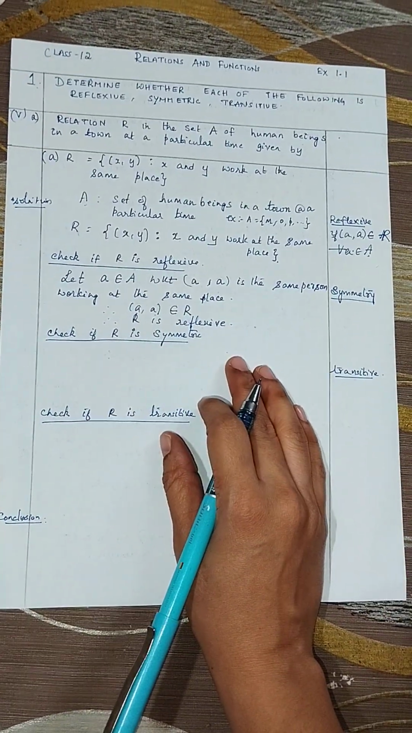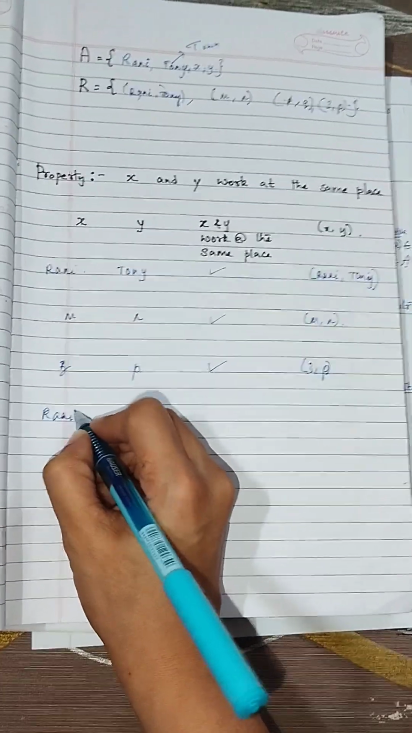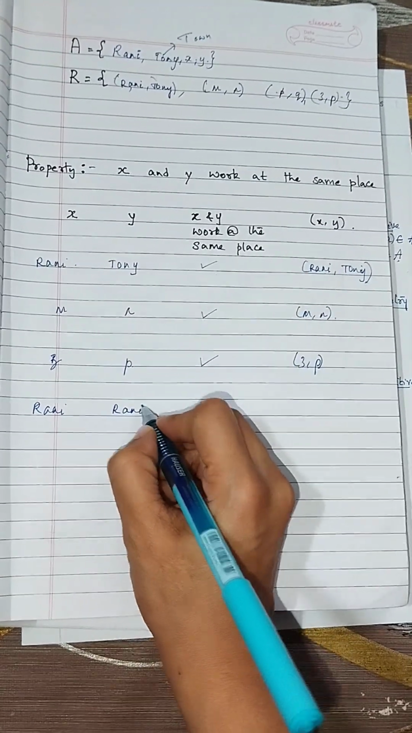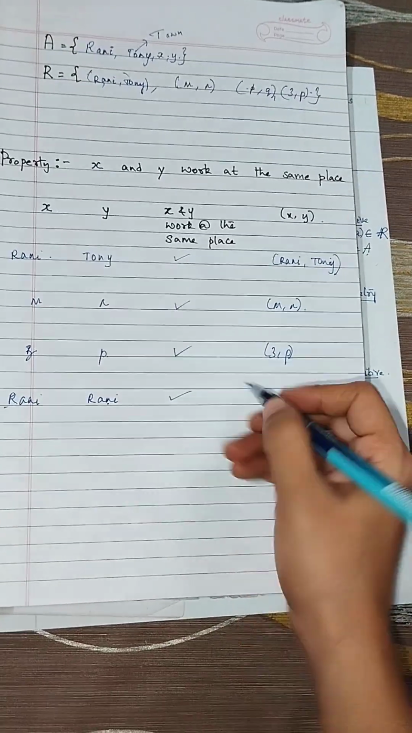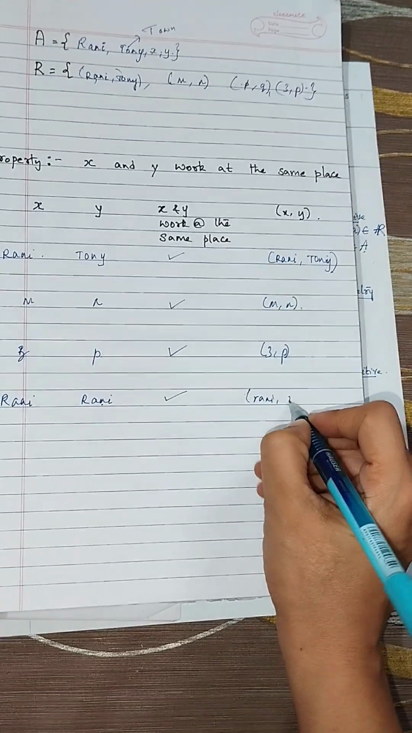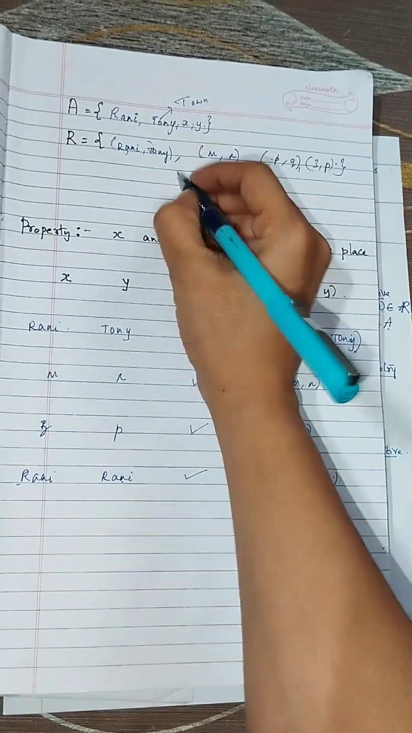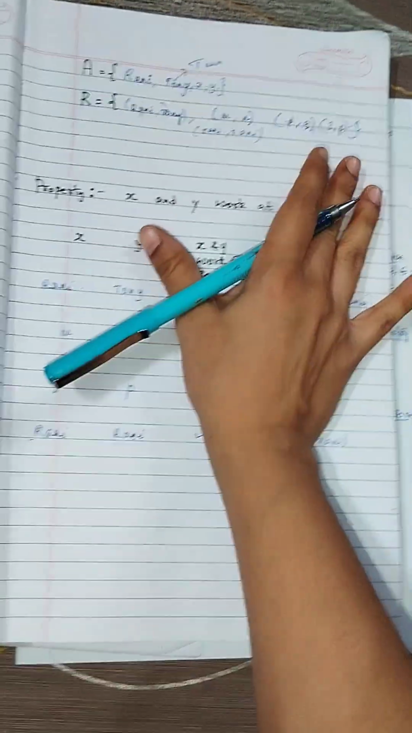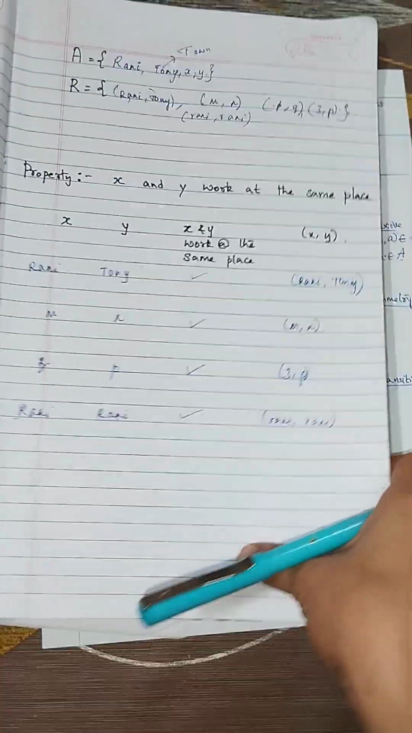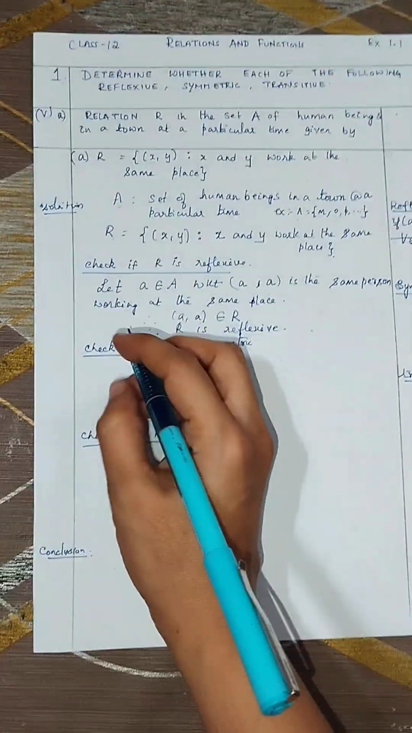Right? R is reflexive. So if you want to check here, we know that Rani and Rani, let us say they are the same person. Rani and Rani, obviously they work at the same place. So clearly we can write the ordered pair (Rani, Rani) belongs to the relation. Okay, that's why it is reflexive. Same person, obviously they work at the same place.